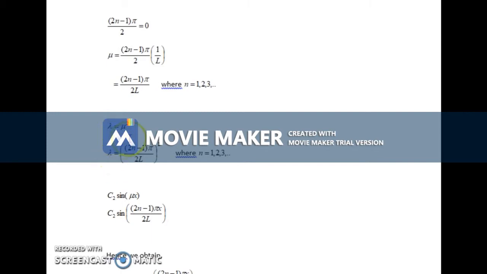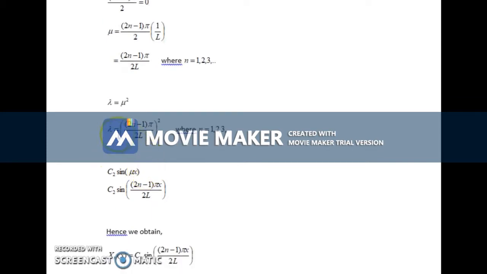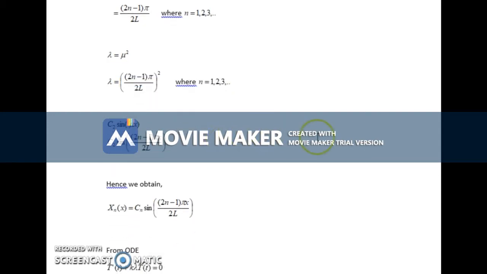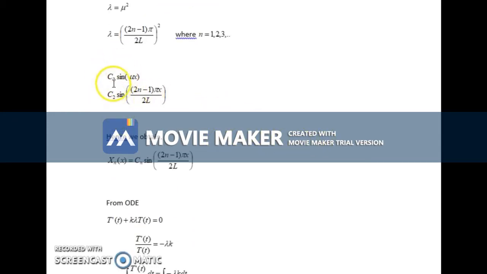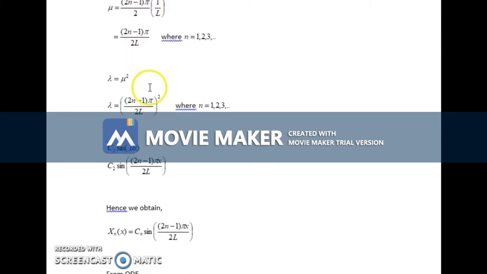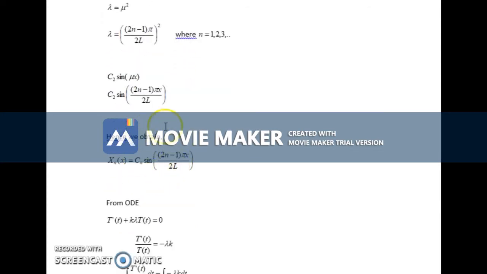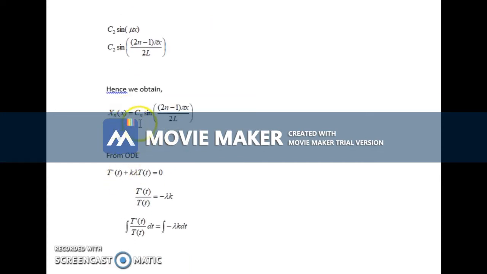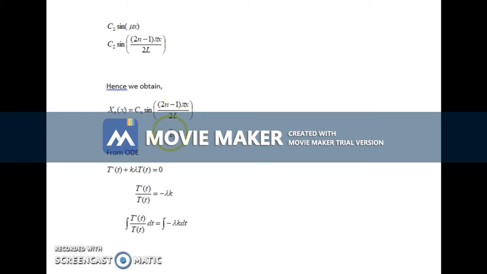So we let lambda equal to mu squared. So lambda equals this mu. Substitute back into this, we will get this, where n equals 1, 2, 3, and so on. So we will get C2 sine mu x, which is mu. Substitute this mu back into this, and we will get this. Hence, we will obtain Xn equals Cn sine (2n minus 1) pi x over 2L.